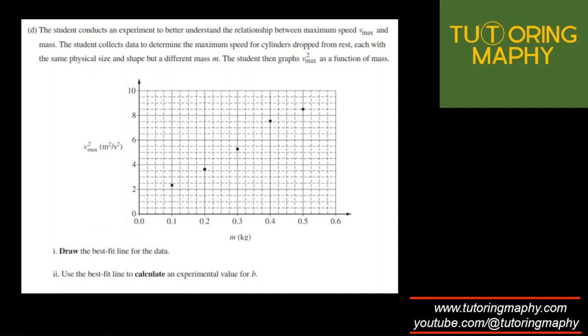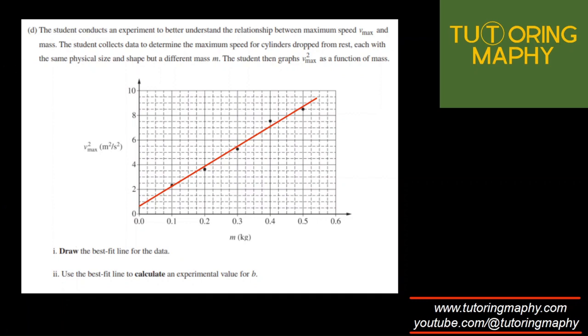So let me take, I think this will work. Yeah, okay, that point is being missed. So maybe this looks okay. Yeah, I think this looks okay. Okay, all right. Use the line of best fit to calculate an experimental value for b.